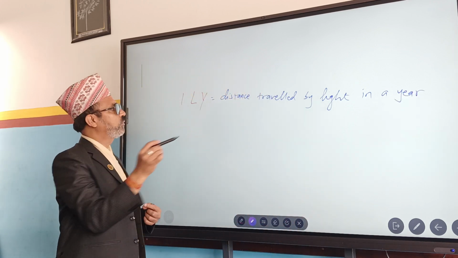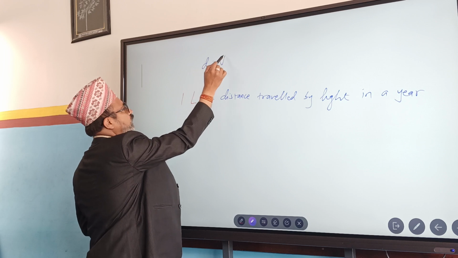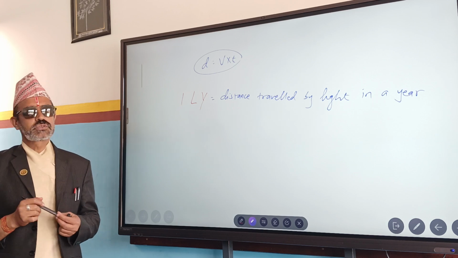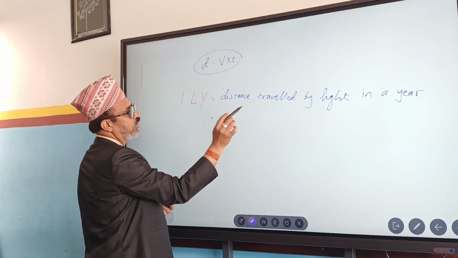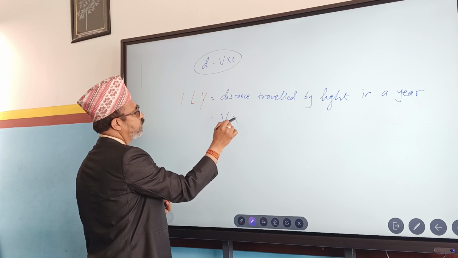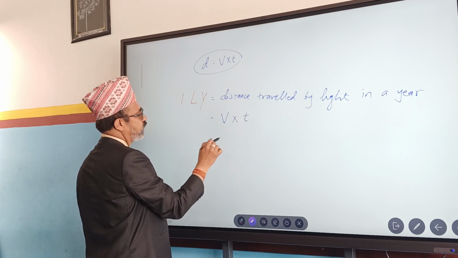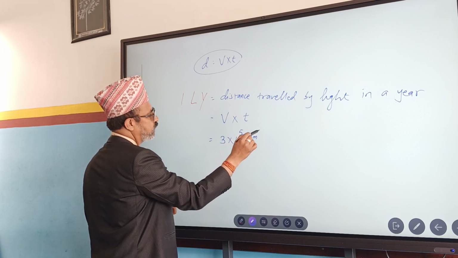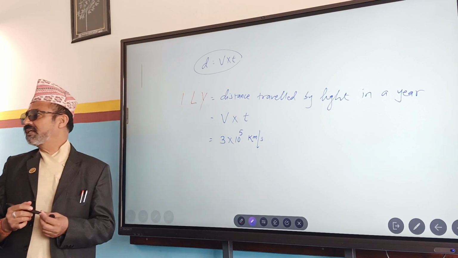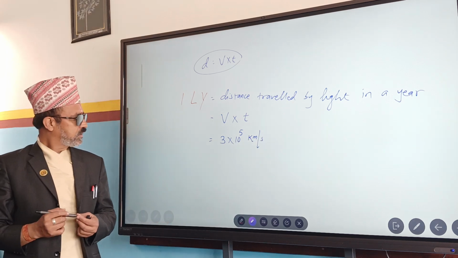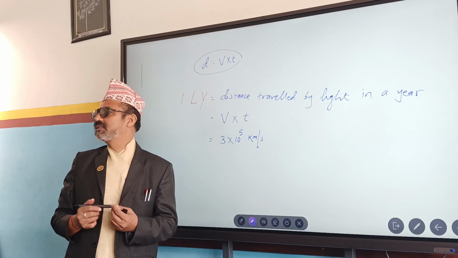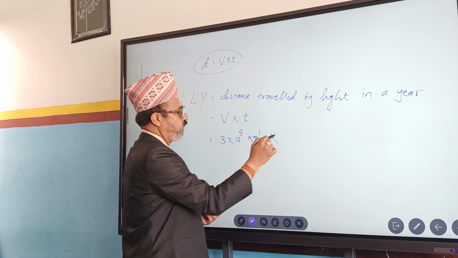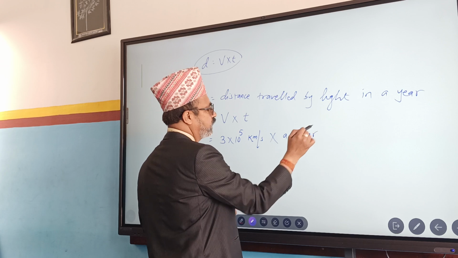One formula is there. The distance formula is V multiplied by T. Distance equals V multiplied by T. So distance traveled by light means velocity of light multiplied by time. Velocity of light is how much? 3 times 10 to the power 5 kilometer per second. In 1 second it travels 3 times 10 to the power 5 kilometer, or 3 times 10 to the power 8 meter per second. And time is a year. A year means 1 year.